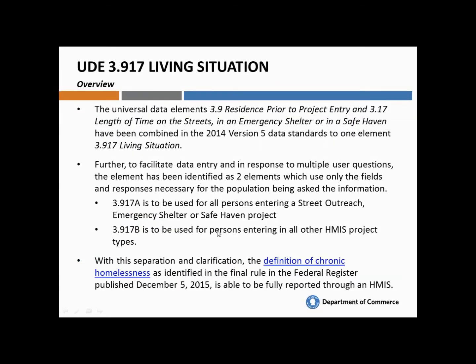Okay, so we're going to do something a little bit different here with the major change, which is the new universal data element 3.917. We have a lot of information within the slides to give you extreme details about these changes. It's the biggest change for sure in this version of the data standards. And what they did was they combined the old 3.17 elements and prior residence into two separate elements. And this is all so that chronic homelessness can be accurately reported out of an HMIS.